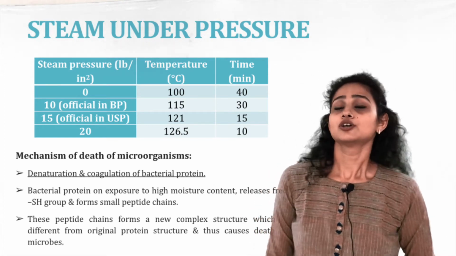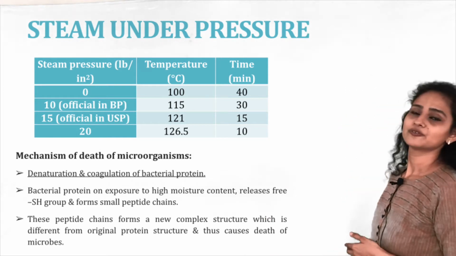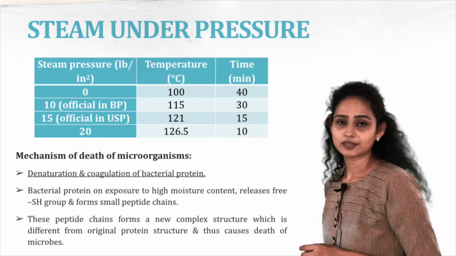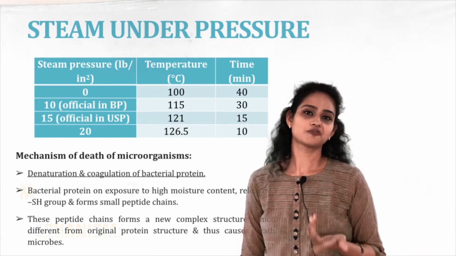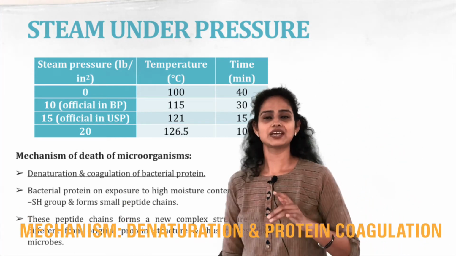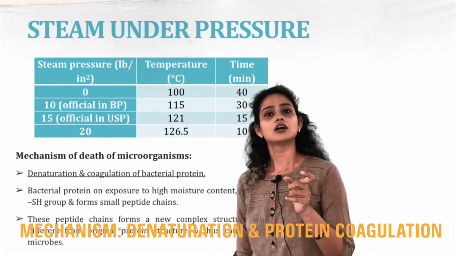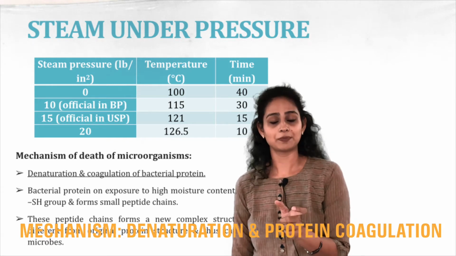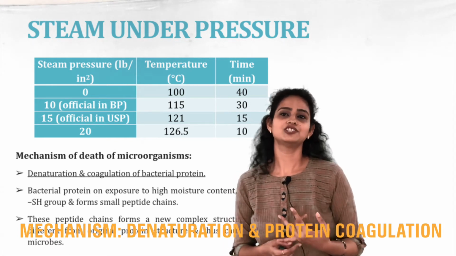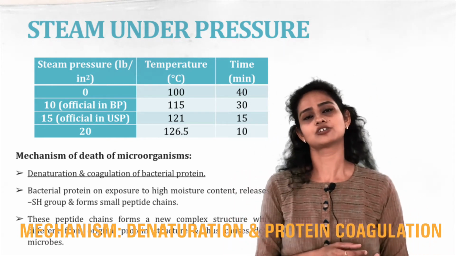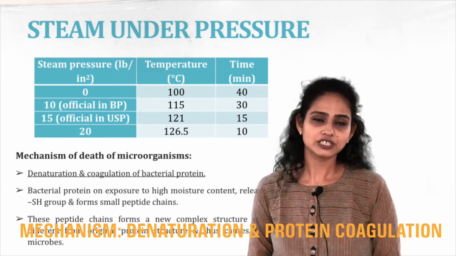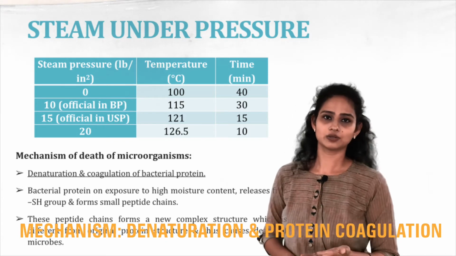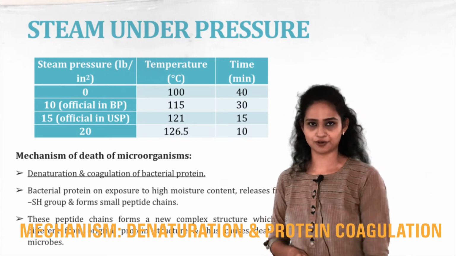Okay. So, if we look at the mechanism of killing of microorganisms by steam under pressure, then it is denaturation and coagulation of bacterial proteins. Now, what happens at higher moisture content, the sulfhydryl groups will be released and they will form small peptide chains. Now, these small peptide chains will form a new complex structure which is different from the actual protein structure, and because of that microorganisms will be killed. So, that is the reason for the death of microorganisms.